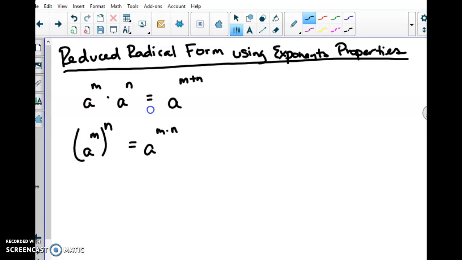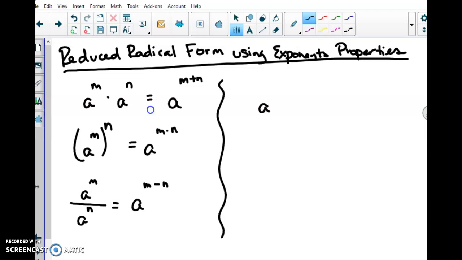Let's say that you have a to the power of m divided by a to the n. This is subtraction, so it's a to the power of m minus n. If you have a to the power of negative m, then this is going to be 1 over a to the m, because with the negative exponent, you're flipping that.